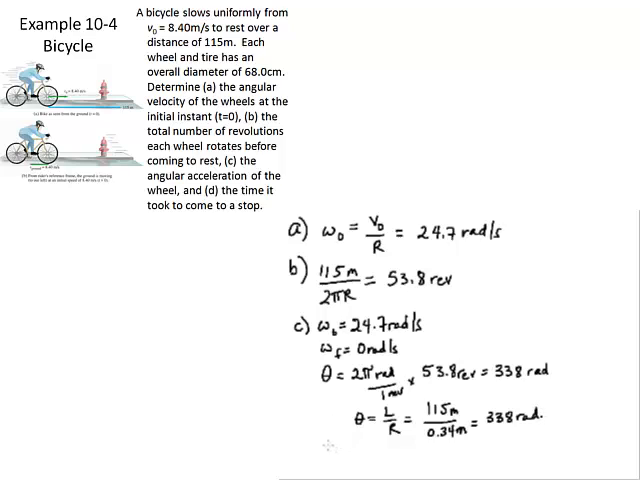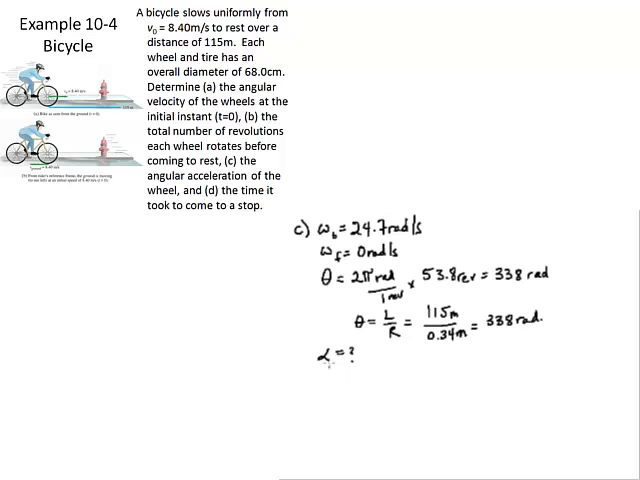Now what we're trying to find actually is the angular acceleration alpha. So given these quantities, we can use the formula omega final squared equals omega naught squared plus 2 alpha delta theta. So alpha is equal to omega final squared minus omega initial squared over 2 delta theta. When we plug in numbers to this, we get that alpha is equal to negative 0.902 radians per second squared.